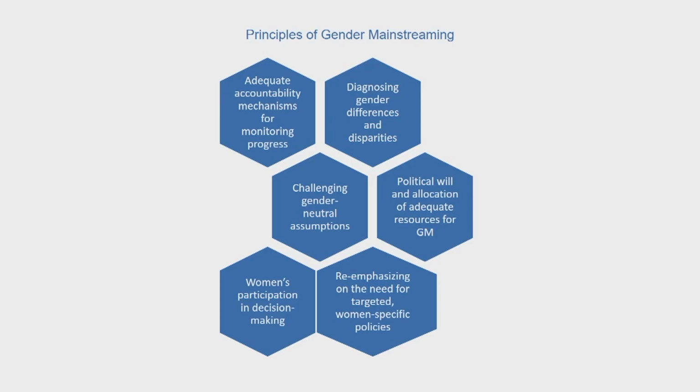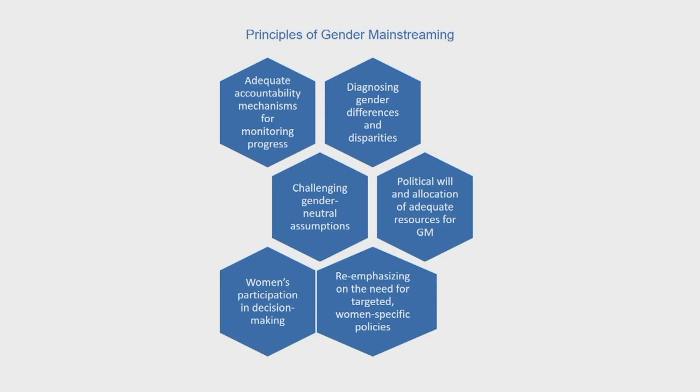So a social accountability mechanism needs to be in place to monitor the progress of a particular development policy that has been implemented. Similarly, there needs to be a proper diagnosis and identification of gender differences and disparities in certain communities, certain households, such that policy frameworks can be put into practice or policies can be framed adequately. There is a need to challenge gender neutral assumptions. Often the assumptions with regard to development issues, as for example with poverty, are gender neutral. They have been gender neutral for a very long period of time. However, we have seen that the very notion of poverty itself is very gendered, and therefore we need to pose different kinds of challenges to these gender neutral assumptions.